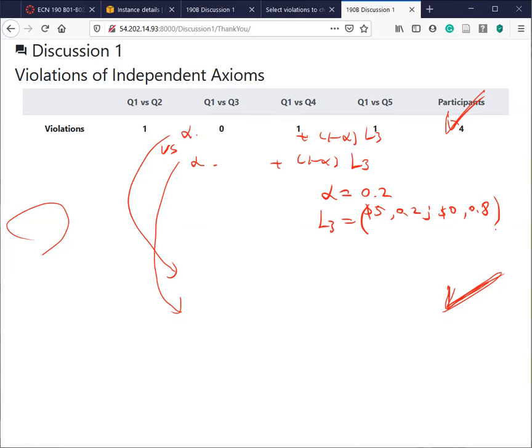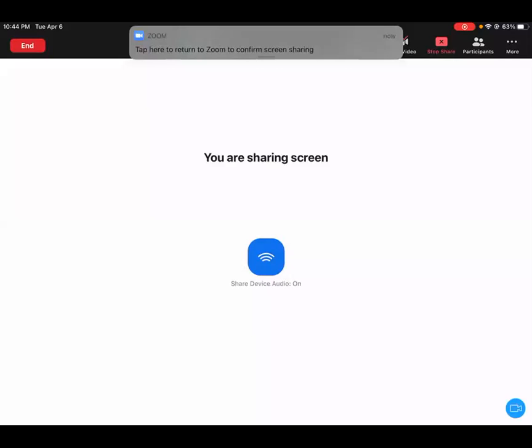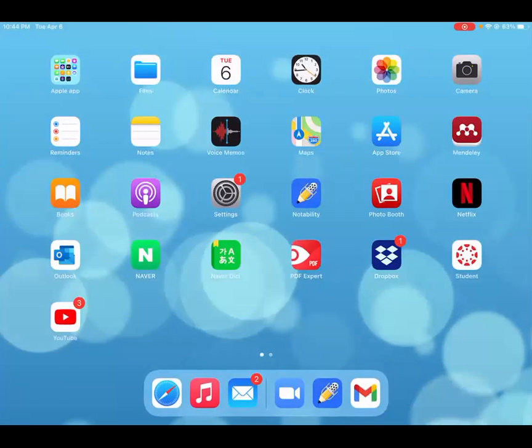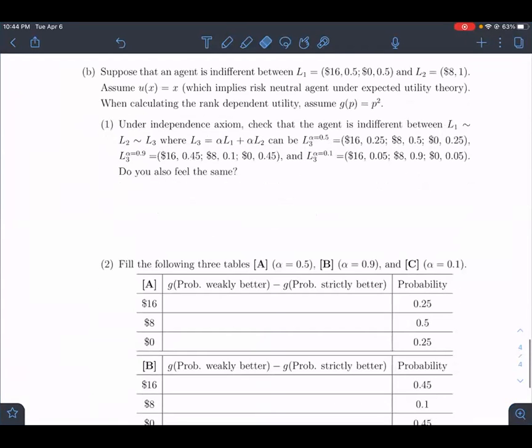Let me share my screen using my iPad to go back to the question. So question 3b. Suppose that an agent is indifferent between these 2 options, similar to what we did before. Assume u of x is x.